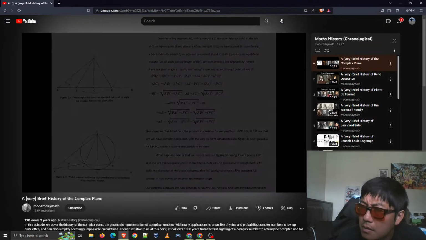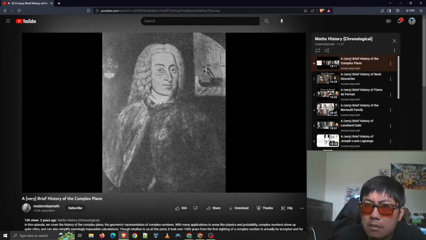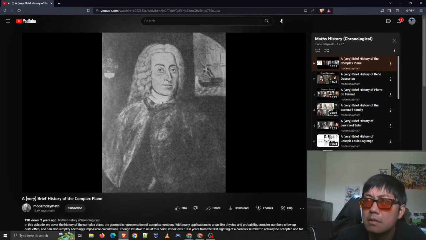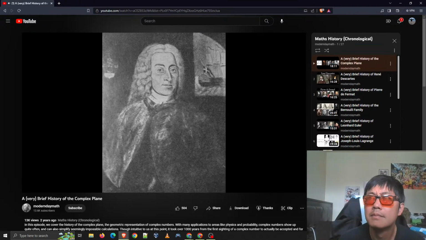It wasn't until Caspar Wessel that we were finally able to get the complex plane. Oddly enough, Wessel wasn't a professional mathematician. He was actually a surveyor, working hard to make the most efficient maps he could. It just so happened that a lot of the geometry he was working with was running into the imaginaries, so he needed some way to geometrically represent them.